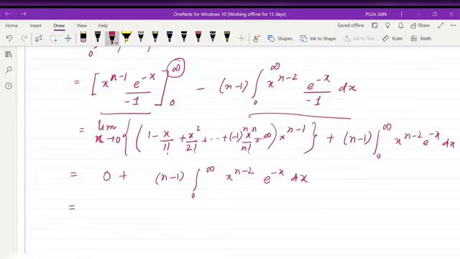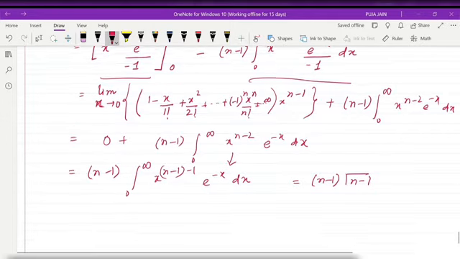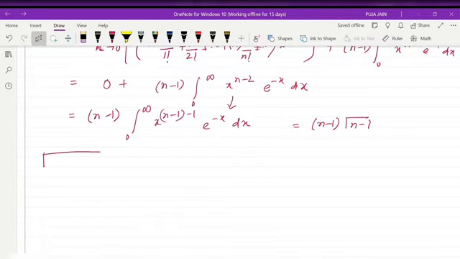So we are getting n minus 1 times this integral, which we can write in this way, x to the power n minus 1 minus 1, e to the minus x dx. Okay, so this is what, n minus 1 times the gamma function of n minus 1, correct? So what we got is gamma of n plus 1 is equal to n gamma n. How?